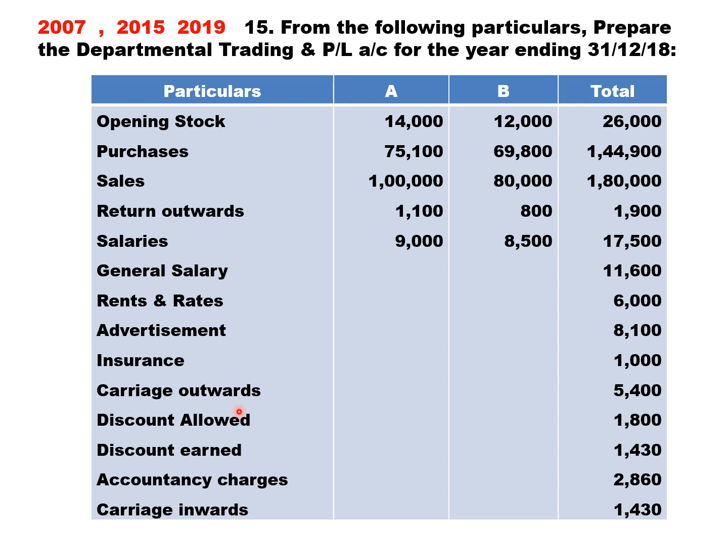Carriage outward to be distributed in sales ratio. It's a transport expense on goods sold, called delivery charges. Discount allowed to be distributed in sales ratio. Discount earned to be distributed in purchase ratio, because you earn discount at the time of purchase. Accountancy charges, as mentioned in adjustment number 4, you need to take to general PL account. Then we have carriage inward, to be distributed in purchase ratio. It's a transport expense on goods purchased.